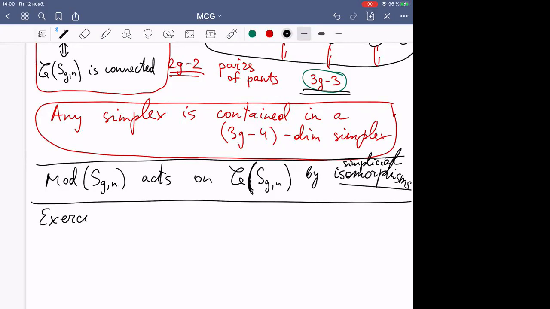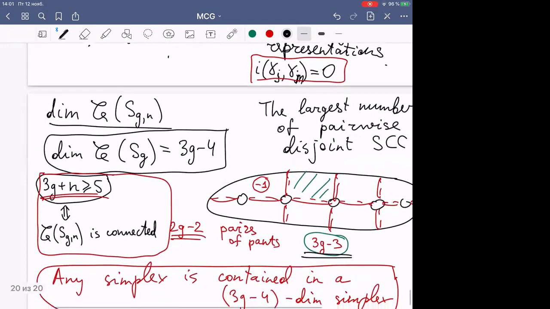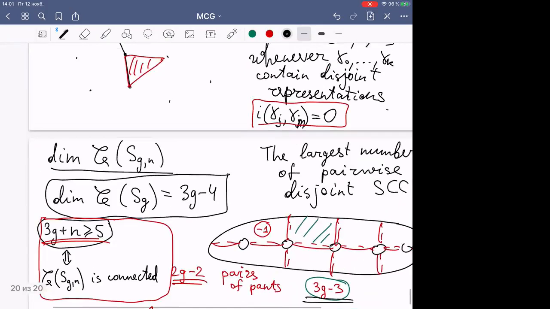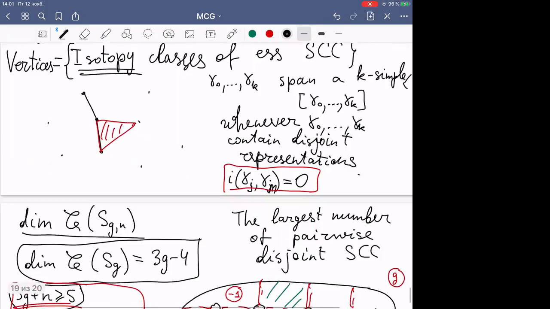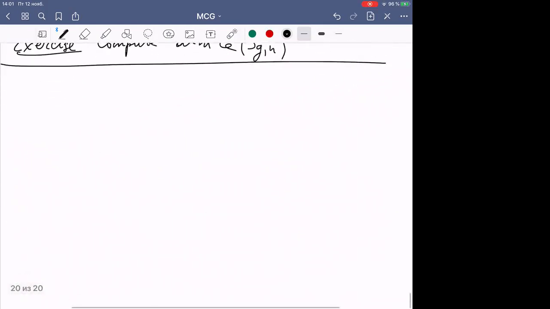Good exercise. Compute the dimension of the curve complex in the case of a surface with boundary, or with punctures. It is computed in the same way. You just, no difficulty here.